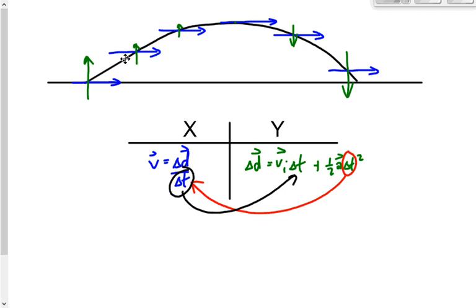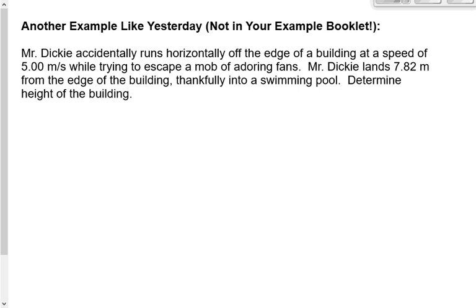Now, we did one example yesterday. I want to do another example today that's similar to the one we did yesterday, and then we'll have you work on a few questions.